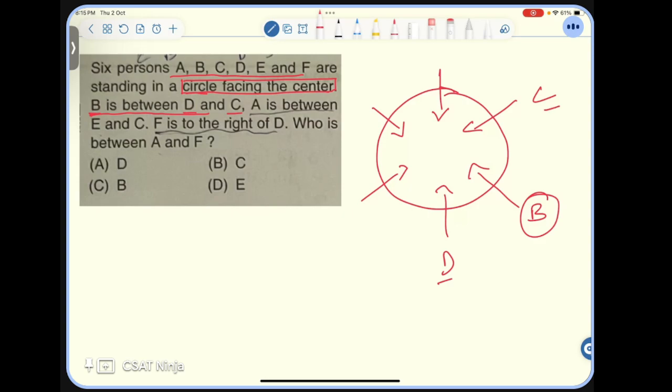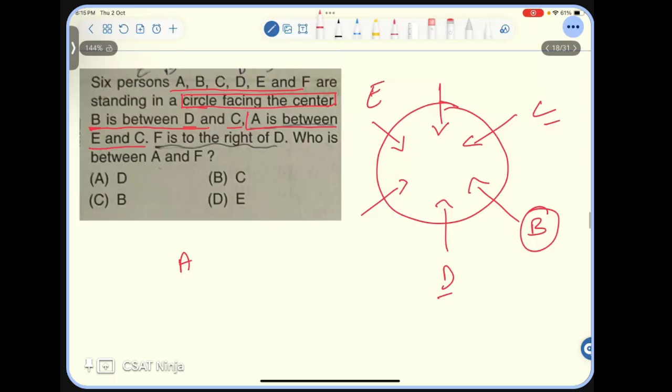What about statement number two? A is between E and C. I can insert E here and A here. A is between E and C. Since C is here, that's the reason why I'm inserting A here and putting E there.